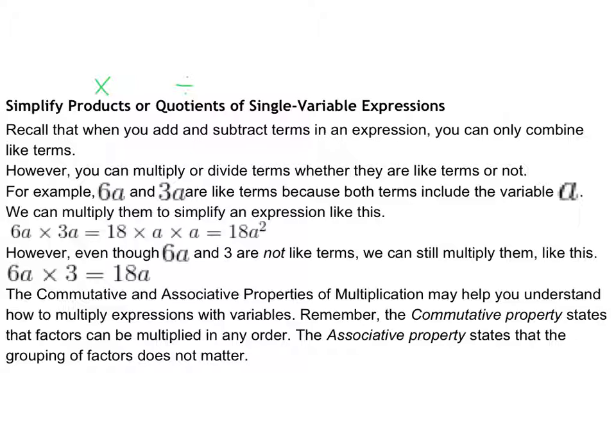However, we could have 6a and 3, which are not like terms. We can still multiply them together. 6a times 3, you multiply the numbers together and get 18, and you bring a along with the ride. So the commutative and associative properties of multiplication may help understand how to multiply expressions with variables. Remember, the commutative property states that factors can be multiplied in any order. The associative property states that the grouping of factors does not matter.